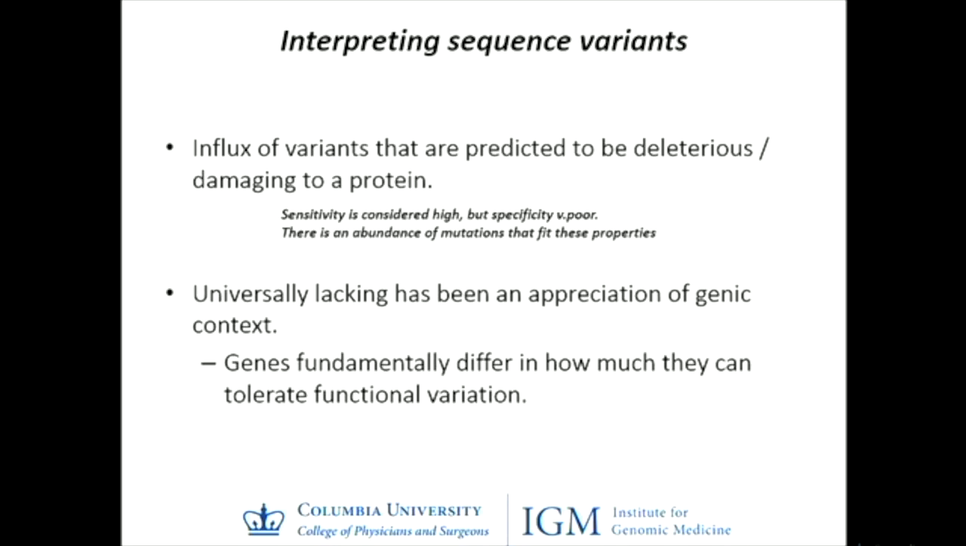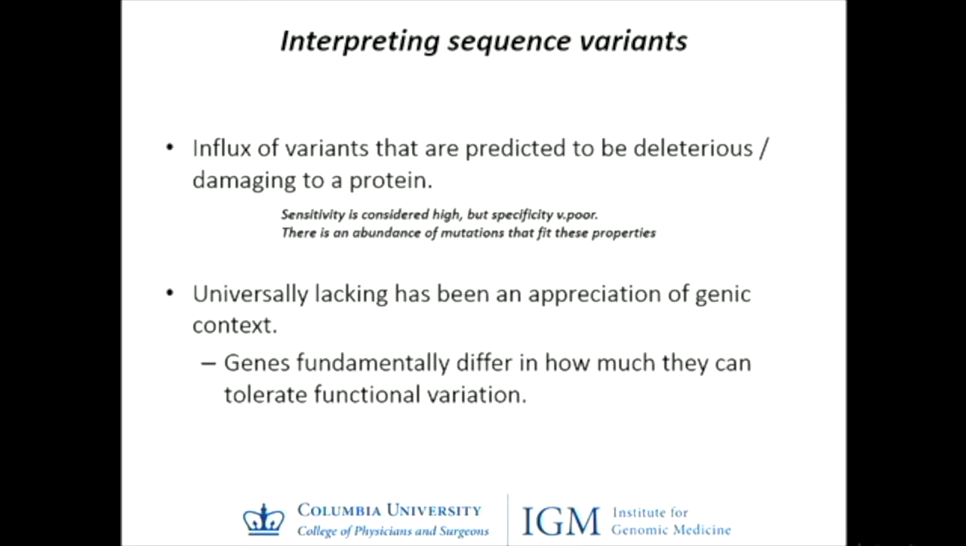And this is most emphasized if we look at any one of our exomes: we will find tens of thousands of missense variants that are predicted to be damaging or deleterious, or that occur in very highly conserved sites in our exomes. And so while sensitivity has been found high for these tools, specificity is quite poor.